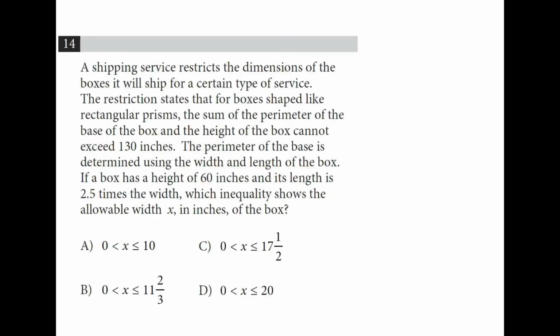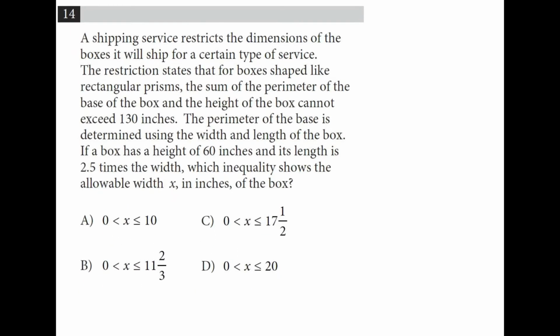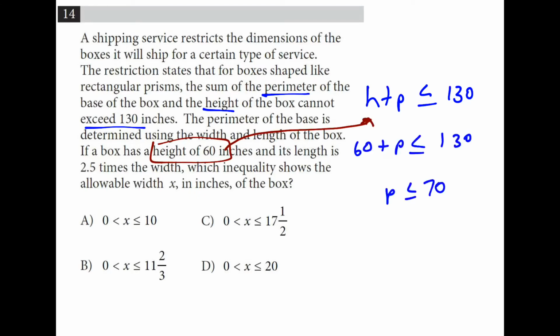So, big word problem here. To summarize it, we're going to take height plus the perimeter of the base of the box, and it cannot exceed 130. So h plus p is less than or equal to 130. And they go on to tell us that the height is 60, so we can plug that in here. So then if we subtract 60 from both sides, the perimeter has to be less than or equal to 70.